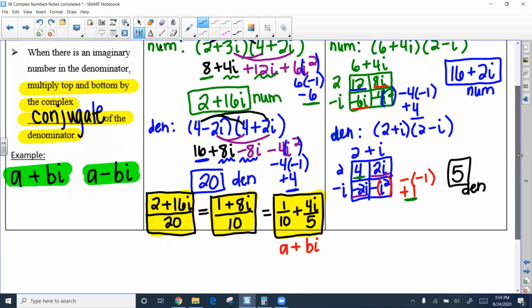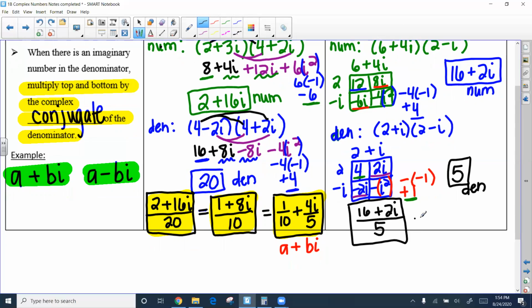Okay, so when I write my answer, I have to write it as a fraction with this in the numerator. So I'm going to have 16 plus 2i over 5. So notice it's still a fraction, but there's no longer an i in the denominator.